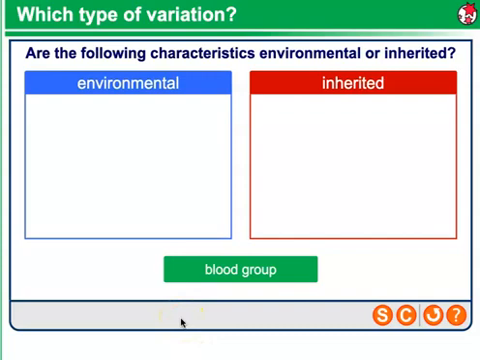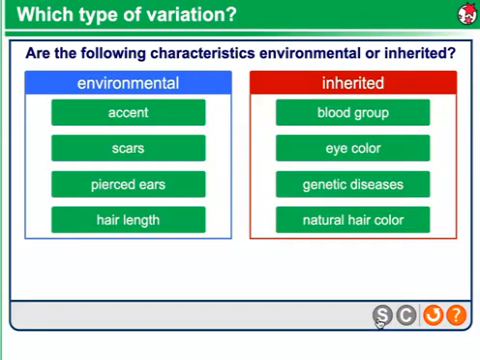So what are the following characteristics, environmental or inherited? Environmental characteristics include your accent, scars, piercings, and your hair length. Inherited characteristics might include your blood group, so your blood type that you have, your eye color, genetic diseases, and your natural hair color.